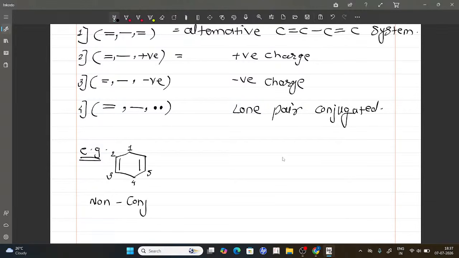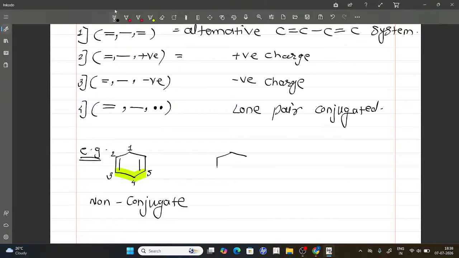हा compound कसा आहे? Non-conjugated आहे. का non-conjugated आहे? Here, if we look towards this bond, this is a carbon-carbon single bond and single bond. Here, no alternating carbon-carbon single bond and double bond is present. Hence, this compound is a non-conjugated compound.